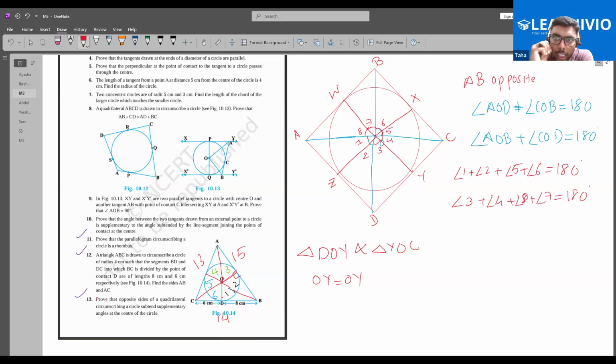How can we use similarity here, Umer? We will use congruence, right? We will be using congruence. We cannot use similarity, right?